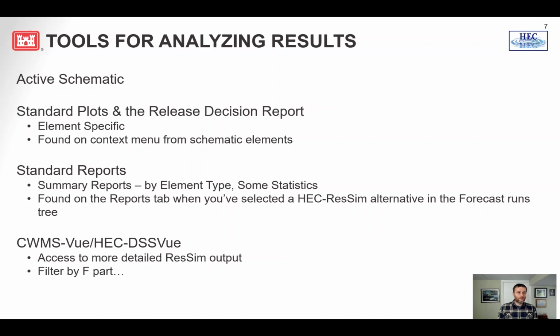So, tools for analyzing results. Again, we have standardized plots and release decision reports. I like to look at the plots and release decision reports together because sometimes one without the other is kind of hard to process. And I'll show you a screen grab of what that would look like. Standard reports you'll get from the reports tab within the CAVI. And you can also simply grab the results from SWMSview or DSSview. So if you wanted to just look at the data from DSS, we can filter by the F part and find all of the data that's been exported from ResSim.